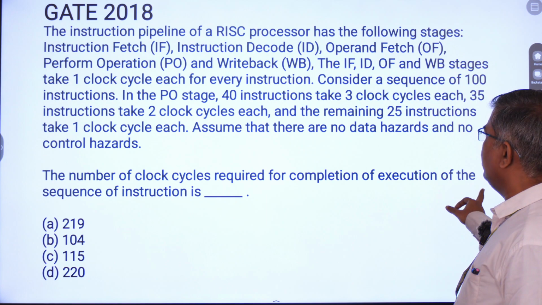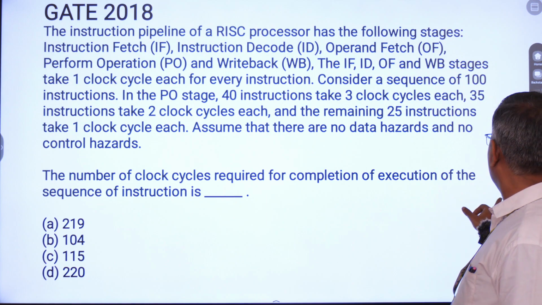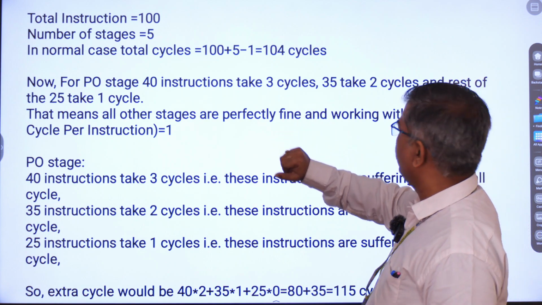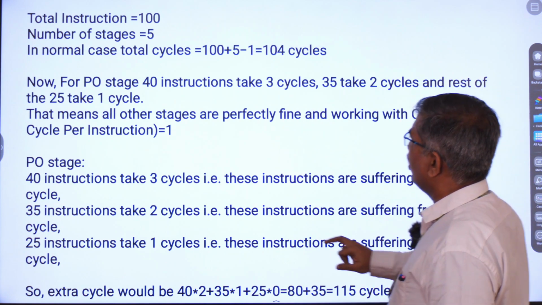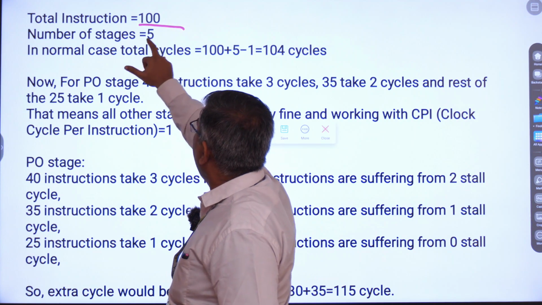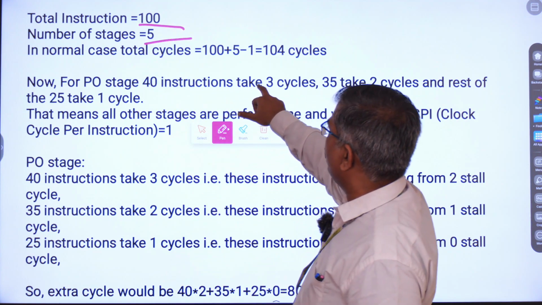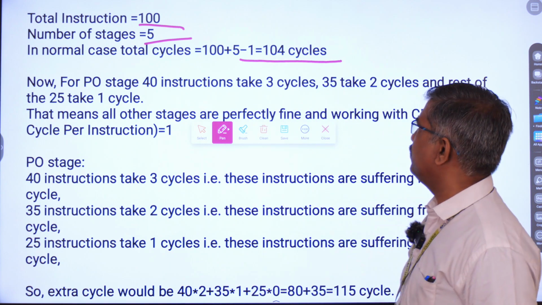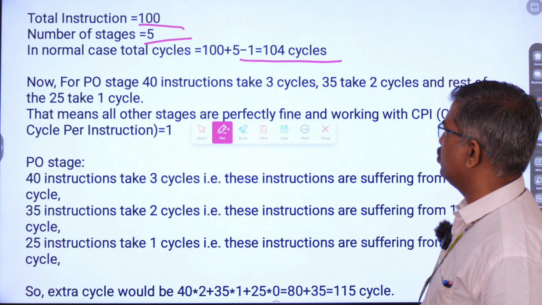So we can solve this question. Here, the total number of instructions given in the question is 100. The number of stages is 5. In the normal case, total cycles will be 100 plus 5 minus 1, that is 104 cycles.